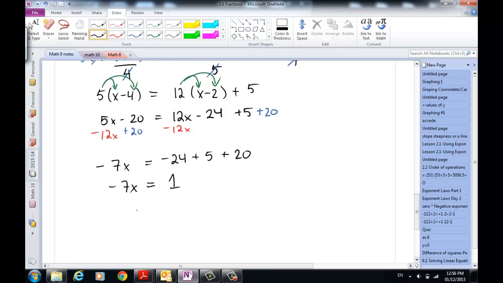And then x is equal to 1 over negative 7, which we don't like to write with the negative in the bottom, and therefore acceptable answers would be with the negative on the top or in front. Either of those are sufficient. And we're done.